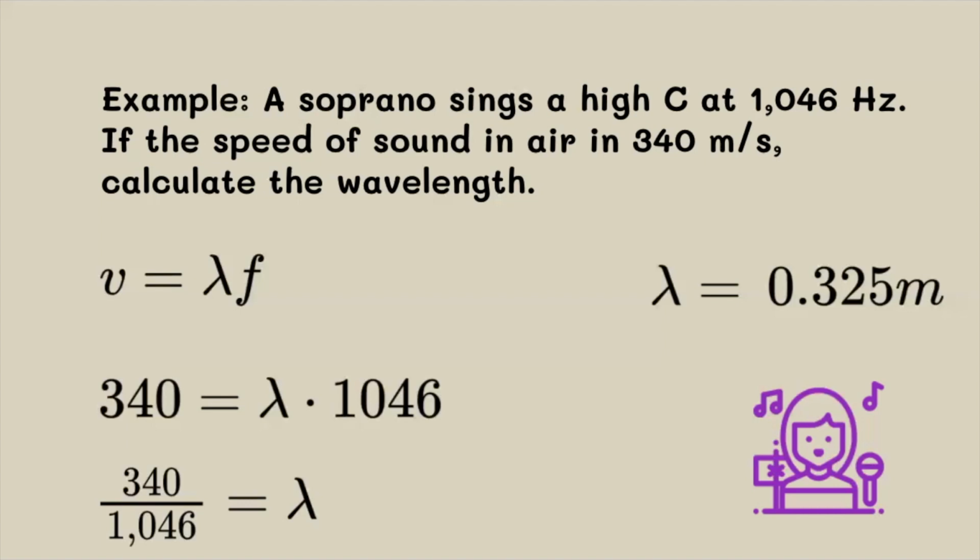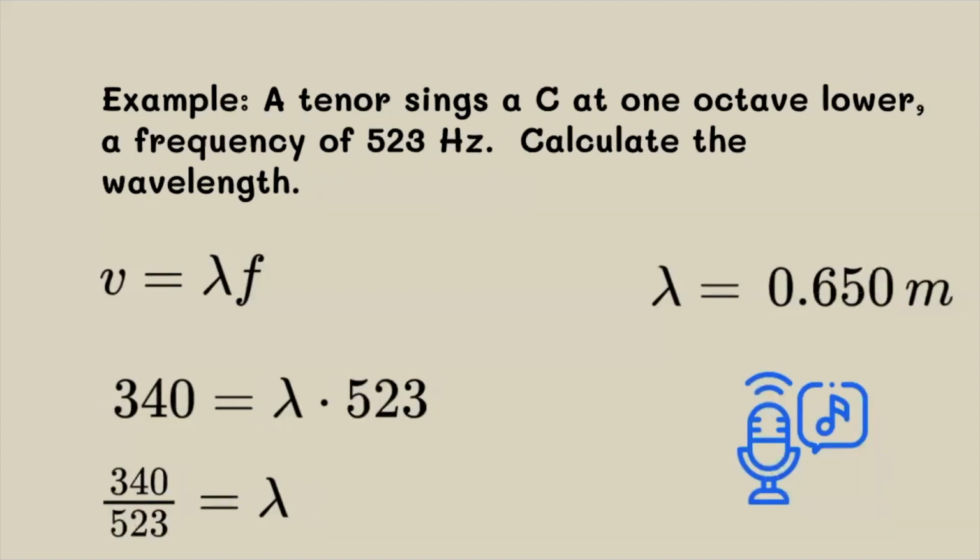Okay, so let's say someone else comes along and they're going to sing the same exact note, but one octave lower. We'll talk more about what octaves mean later, but it's half the frequency. So a tenor comes along and he sings exactly one octave lower. That's half the frequency. That is a pretty high note for a tenor. So 523 hertz.